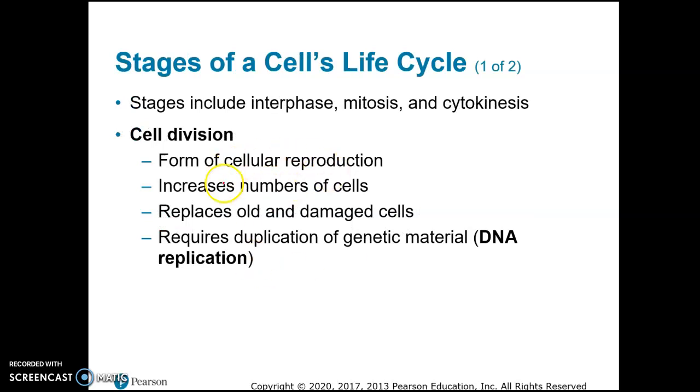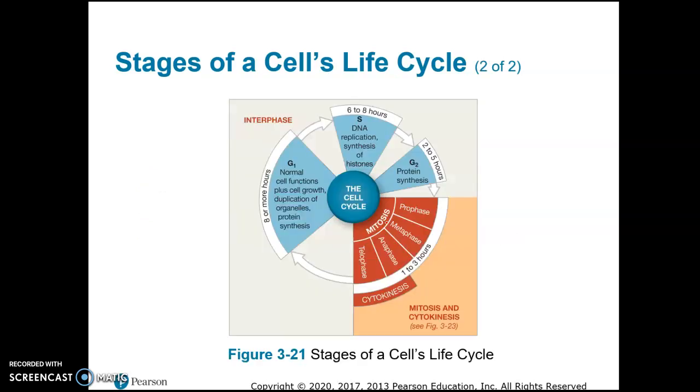All right, I think this is the last part, cell division. So, cell division is a form of cellular reproduction. One thing it does is increase the number of cells in the organism or the human. It also is used to replace old and damaged cells. And before a cell can divide, the DNA must replicate so that each new cell gets a copy.